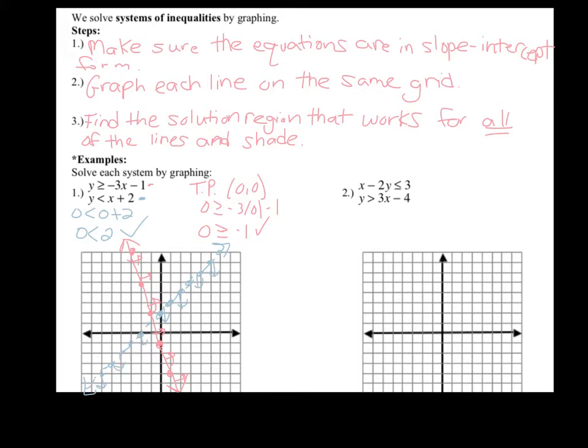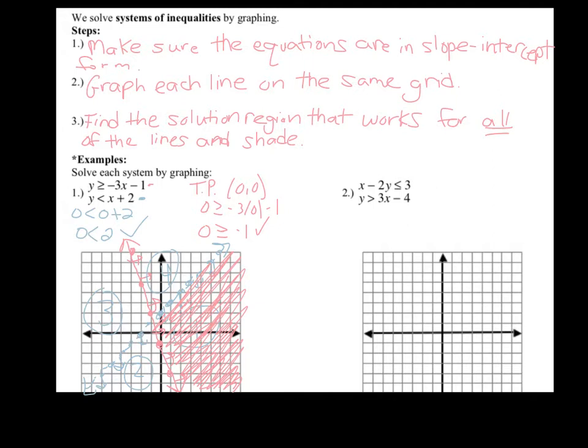So I now have 4 sections on my graph. Section 1, Section 2, Section 3, Section 4, and the only one that contains both sets of arrows is here in Section 1. So I shade that region. That's my solution to that set of inequalities.